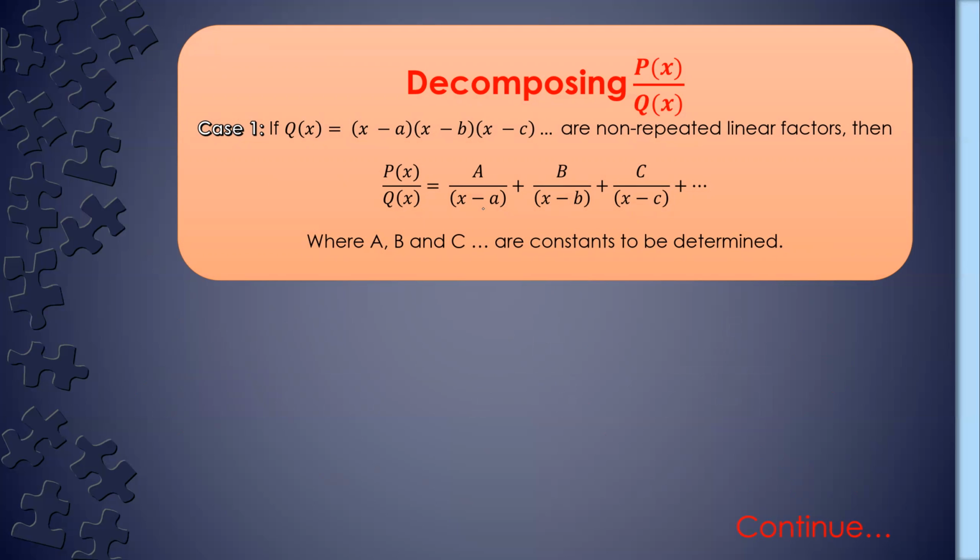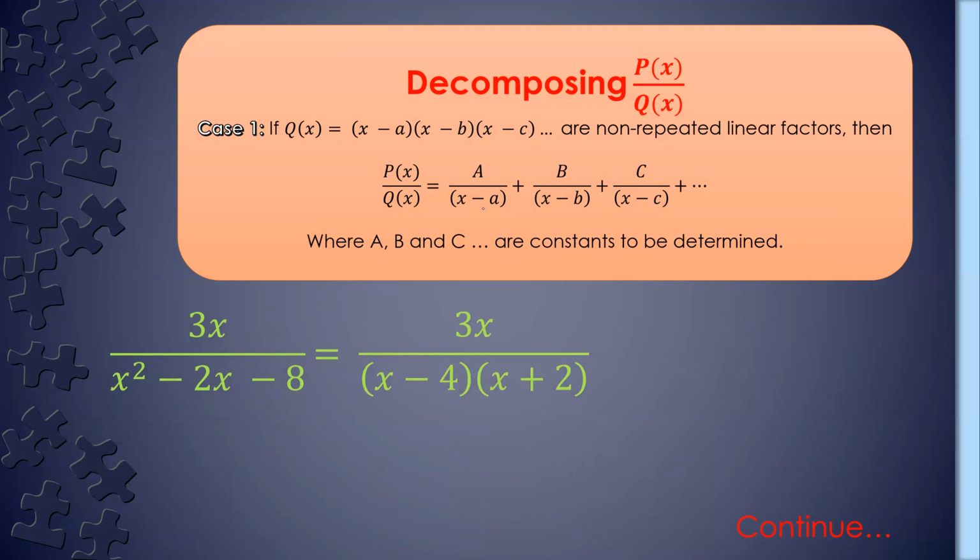For example, let's take a look at a second one, just so we can digest this information. Suppose you have 3x over x squared minus 2x minus 8. The denominator will factor out to be x minus 4 times x plus 2. So these are what we call non-repeated linear factors. Therefore, we can decompose that into a over x minus 4 plus b over x plus 2.